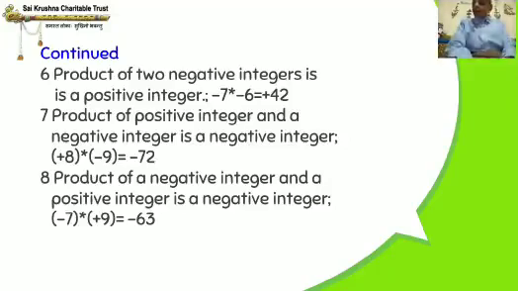Then property number 7: the product of a positive integer and a negative integer is a negative integer. The positive integer is plus 8, the negative integer is minus 9. Plus 8 into minus 9 is minus 72. Then property number 8: the product of a negative integer and a positive integer is again a negative integer. Here, minus 7 is a negative integer, plus 9 is a positive integer, and their product is minus 63. So minus 7 into plus 9 is minus 63.